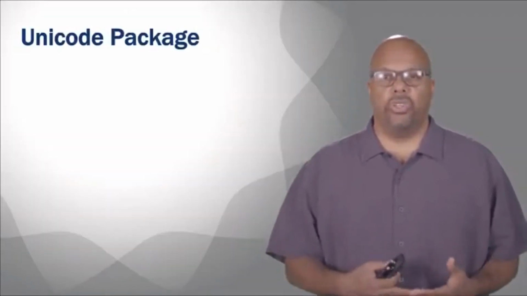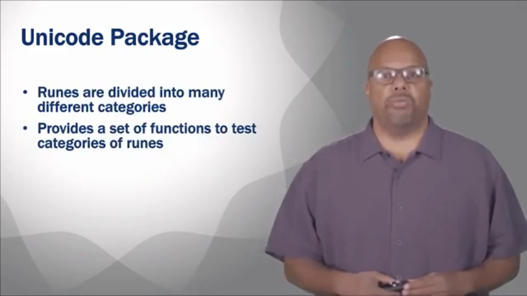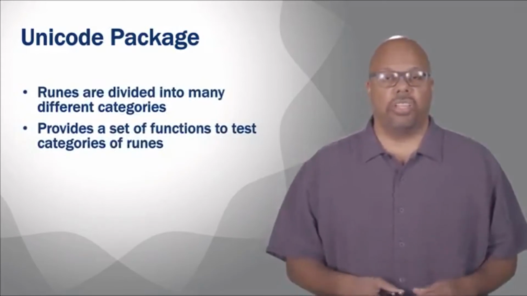So we've already talked about strings. Strings are a common construct. You see them in every programming language. And strings are made of Unicode runes. They're basically arrays of runes. There's a package called the Unicode package, which provides a set of functions that evaluate the properties of the different runes inside the strings.